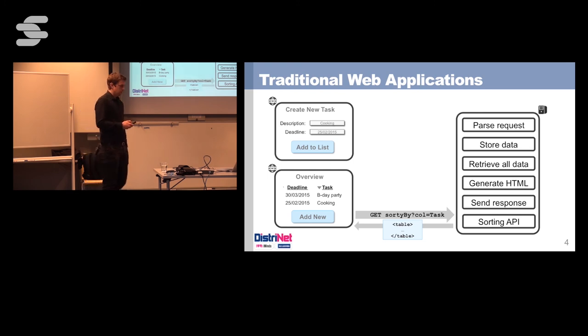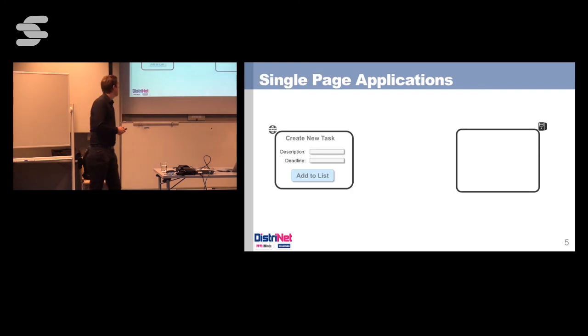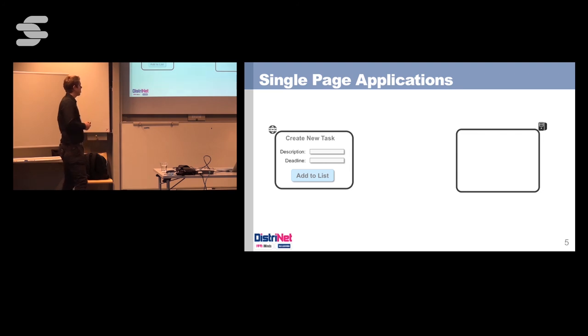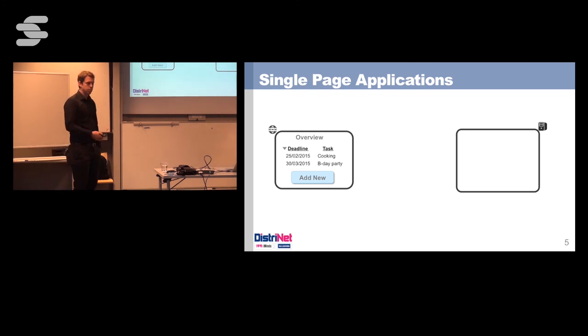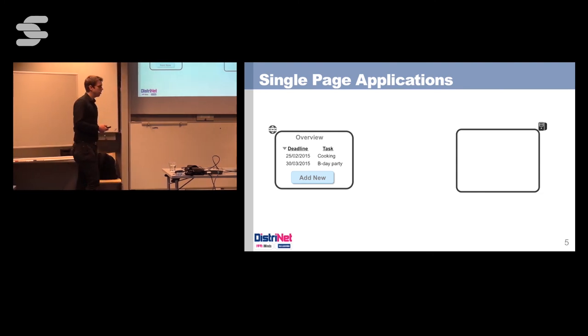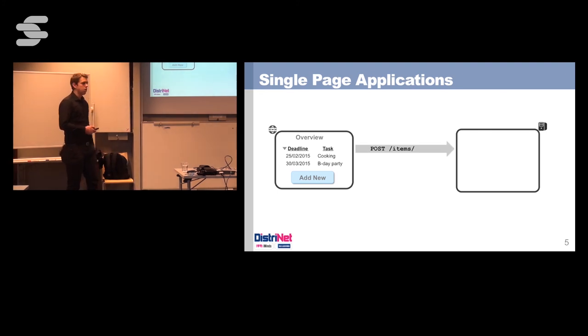That's different in a single page application. In a single page application, you still have the browser, of course, there's no way around that, and you still have the server, but you actually load an application into the browser. And in this case, we have the same functionality as in the old application, but now if we enter some data into the form and add it to the list, the application will add it to the list immediately. This is stuff that happens on the client. You will immediately see a table with a view with a task you just created. That's very nice. And in the background, the application will contact the server, of course.